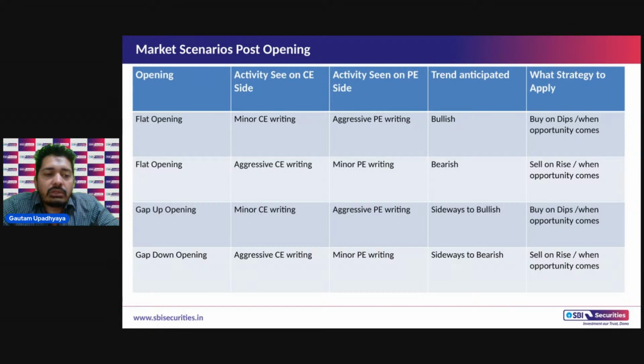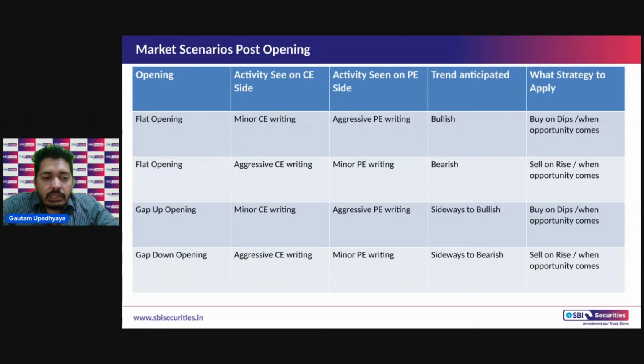The reason for this is that traders expect that even though the market has had a flat opening from this level, there is a very good chance that the markets could reverse from these current levels. That is why aggressive put writing takes place. The strategy you can consider once you observe this data and confirm it with your price action is to buy on dips. Whenever you get an opportunity, you can consider taking a long position in the market.